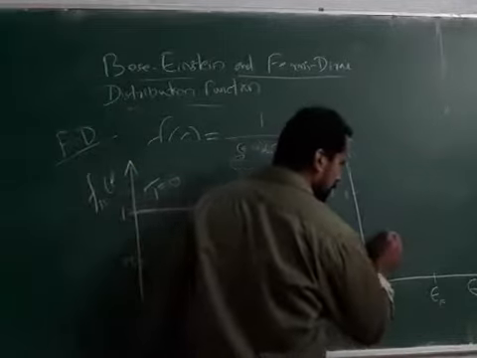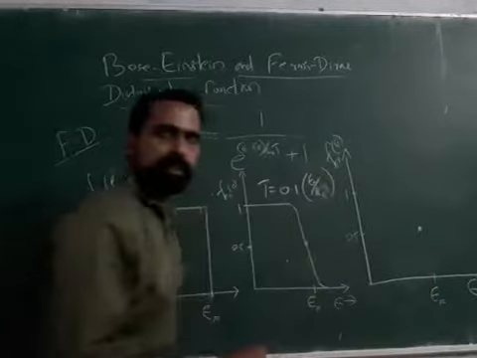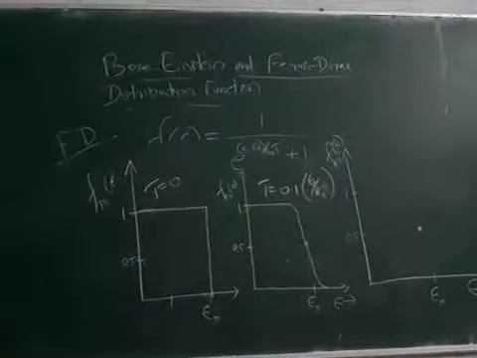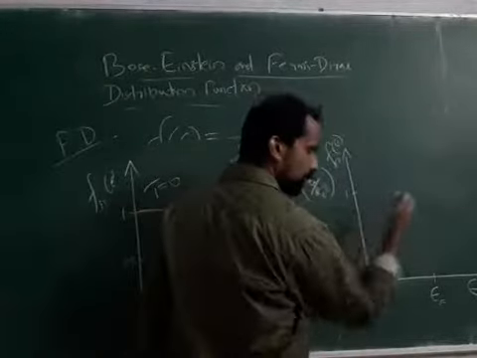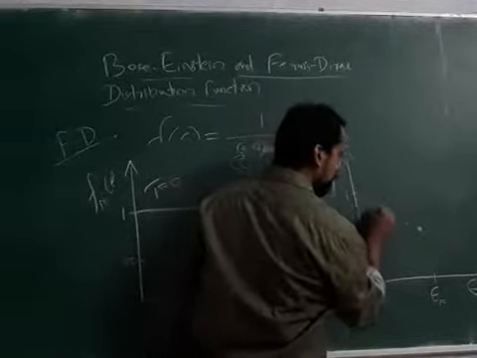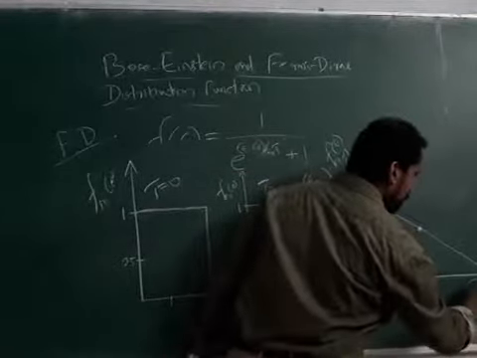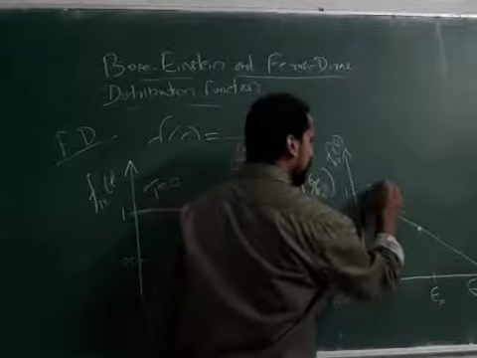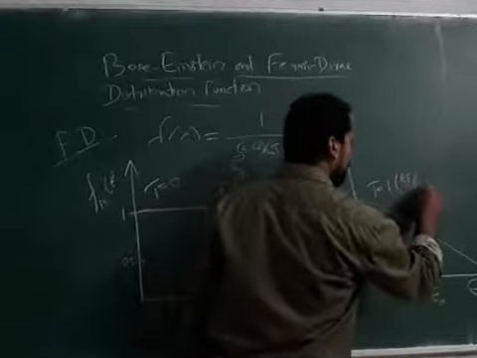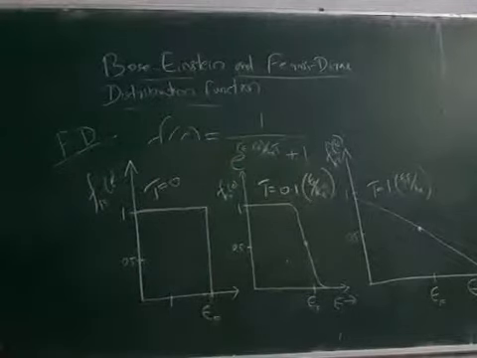So half will come. This is the half point, the midpoint, and once you increase the temperature further, more and more particles start occupying the high energy levels, and things will be somewhat like this. So this is the way the particles are distributed for higher energy levels.